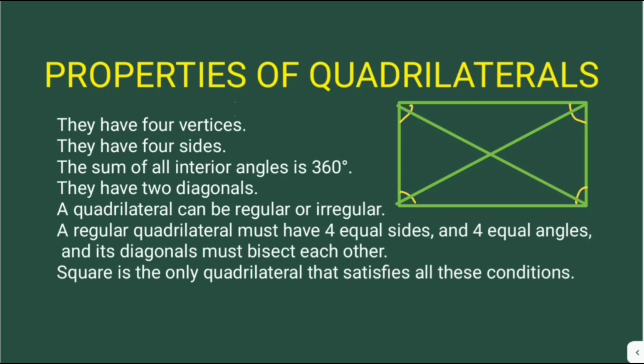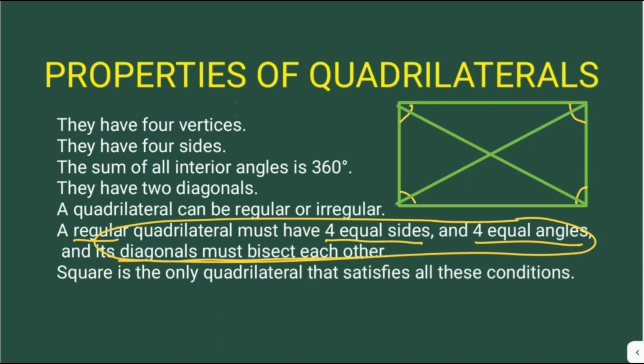And a quadrilateral can be regular or irregular. Regular means they have 4 equal sides, 4 equal angles, and their diagonals must bisect each other. And only the square, which is a type of quadrilateral, is the only quadrilateral that satisfies all these conditions of a regular quadrilateral.